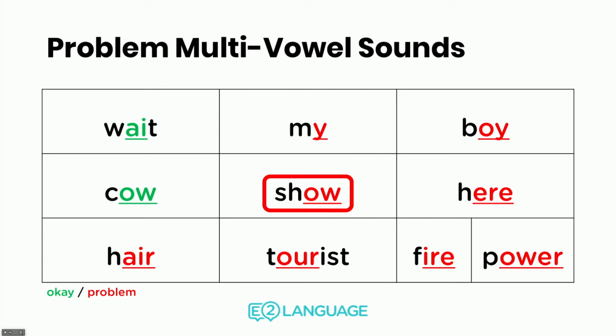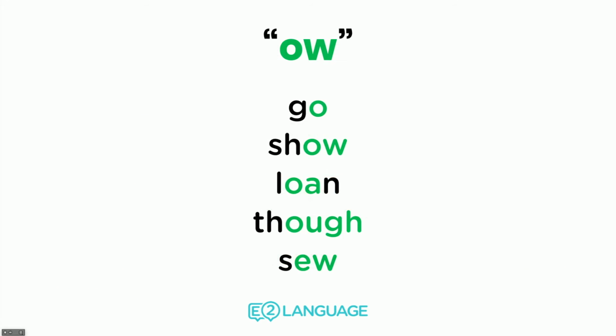Another problematic multi-vowel sound is O. Let's do these ones here, as in go. Or show. Or loan. Or though. Or even funny spelling like SEW, like so.